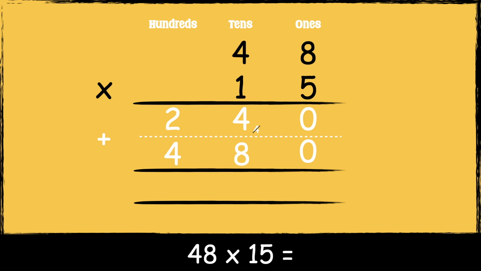The next step is to add the 2 answers together. 0 add 0 is 0. 4 add 8 is 12. We can carry the 1 below in the hundreds column, as it represents 100. 2 add 4 add 1 is 7. So the answer is 720.